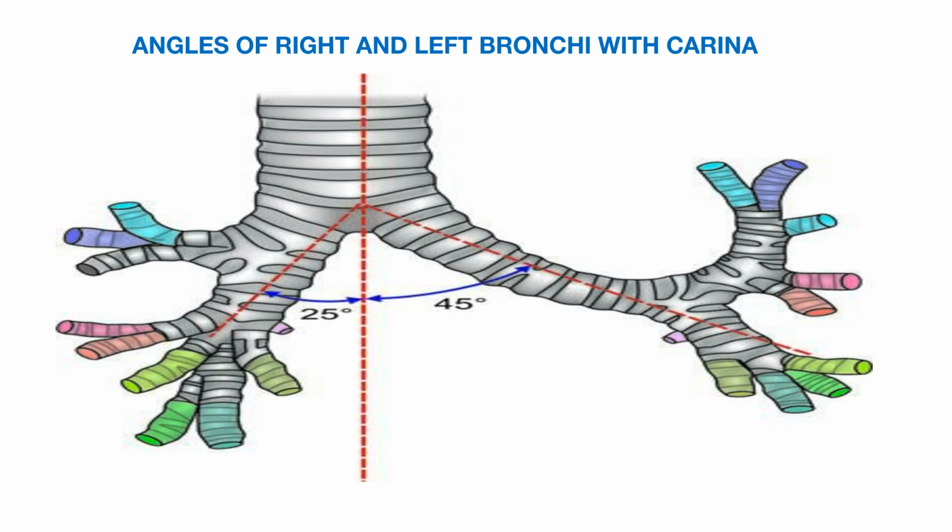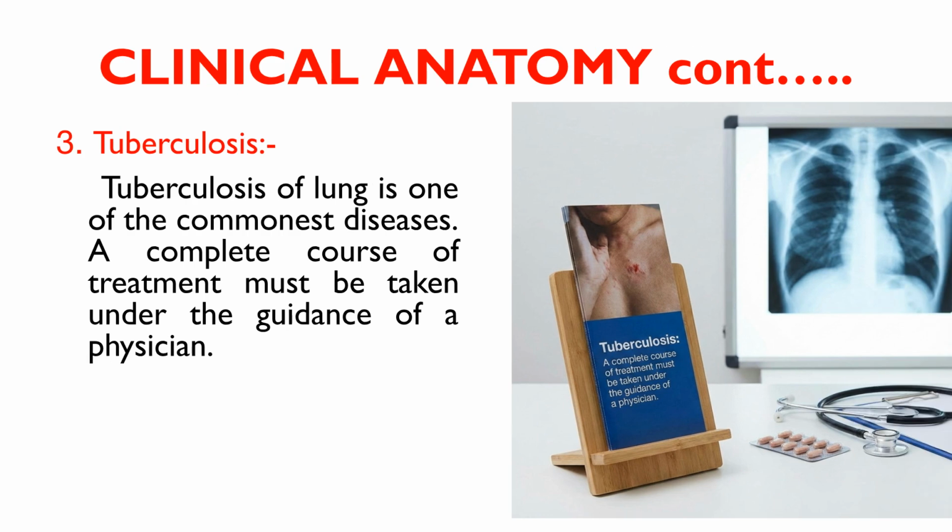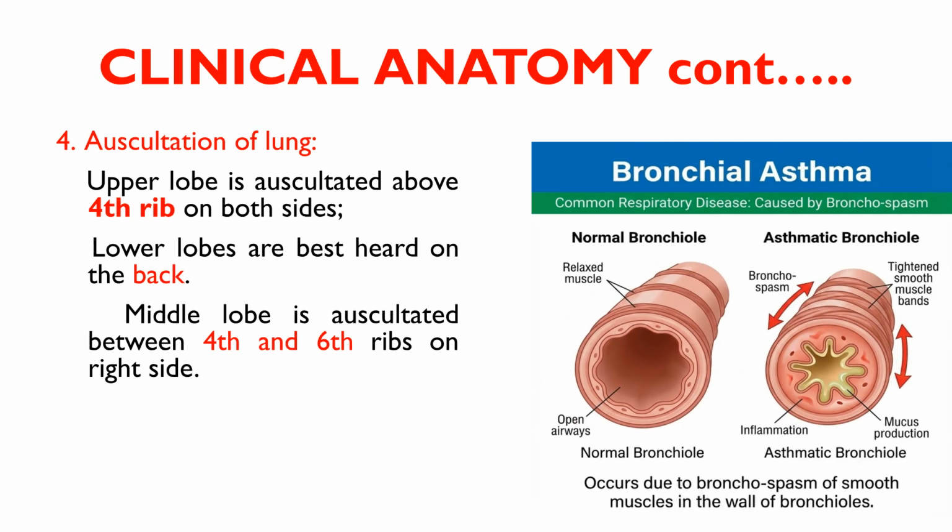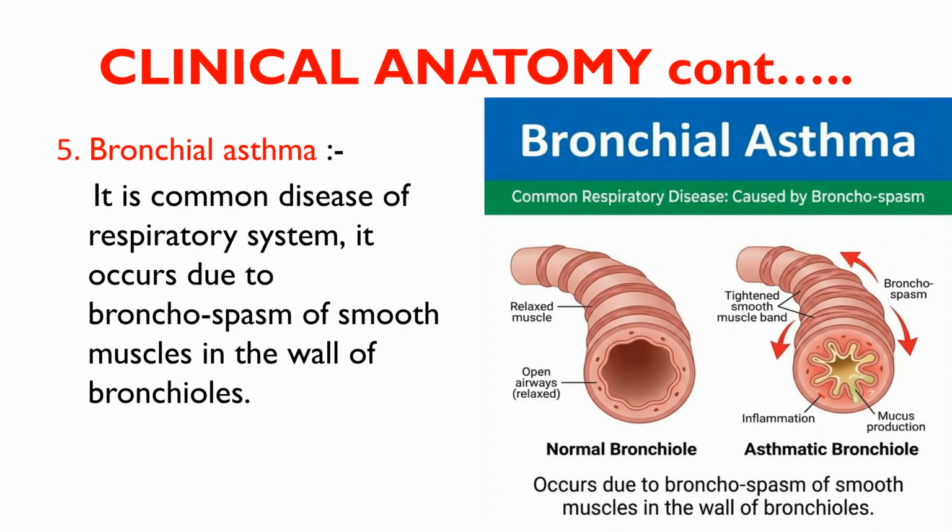Tuberculosis of the lung is a common disease. A complete course of treatment must be taken under the guidance of a physician. For auscultation of the lung, the upper lobe is heard above the fourth rib on both sides. The lower lobes are best heard on the back, and the middle lobe is heard between the fourth and sixth ribs on the right side. Bronchial asthma is a common respiratory disease caused by bronchospasm of the smooth muscles in the walls of the bronchioles.